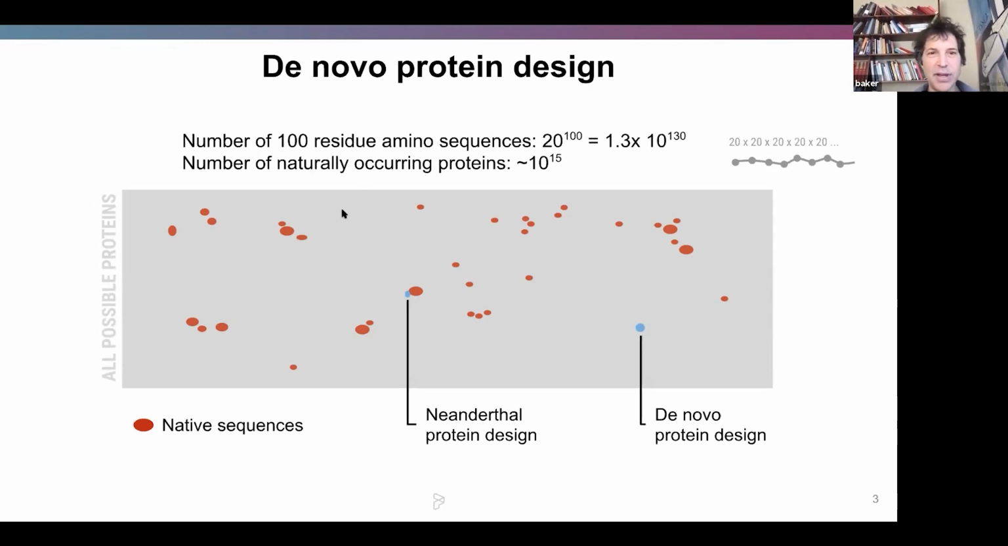That's depicted in this gray box here. In red would be, not to scale, naturally occurring sequences, which clump into families as evolution proceeds incrementally. Almost all protein engineering has consisted of making small changes to proteins which already exist, which we affectionately refer to as Neanderthal protein design. And what we're doing is trying to build proteins completely from scratch that are unrelated to any proteins of known structure.